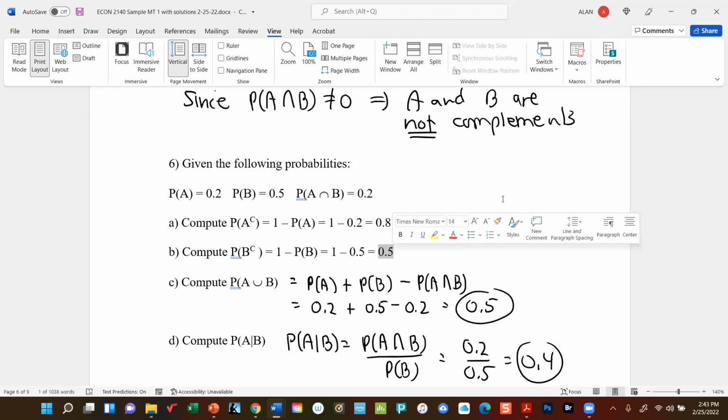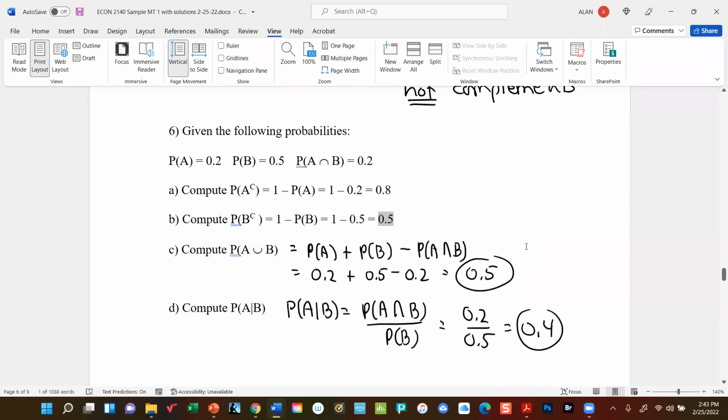Now, how about the union? The probability of A union B, we're going to use the full version of the addition rule. We can see that A and B are not mutually exclusive, so we must use the full version of the addition rule, which means the probability of A plus the probability of B minus the probability of their intersection, which is, as you can see from the numbers, 0.2 plus 0.5 minus 0.2, and so that leaves us with 0.5.